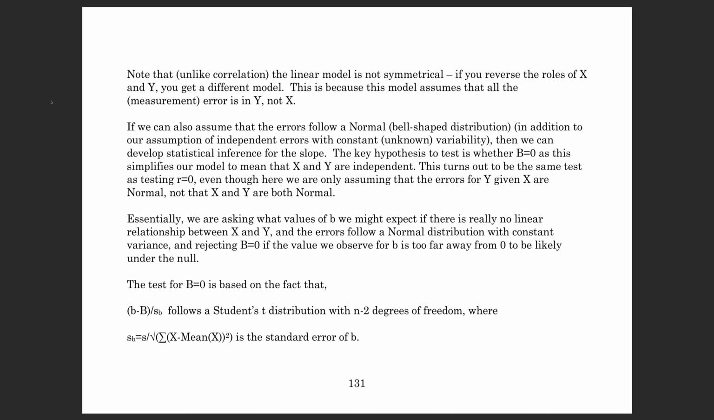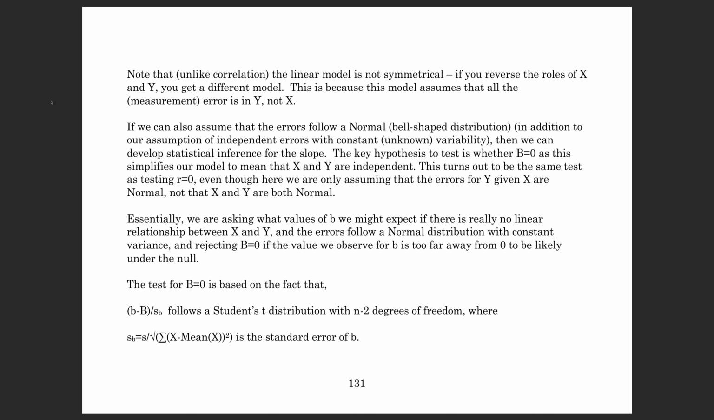Now, what about that statistical test? We actually haven't yet got to the point where we can do the statistical test because there's something missing. We need to make one more assumption. In addition to the assumption of independent errors and constant variability, we also have to assume what the error distribution is. If we can assume that the error distribution follows a normal distribution, then we can do statistical inference for the slope. Indeed, if it followed some other distribution, we could still do it, but it would just be a bit more complicated. So if the errors follow a normal distribution, we can then test the key hypothesis. The key hypothesis is whether B is equal to 0, because that means that y does not depend on x, meaning y and x are independent.